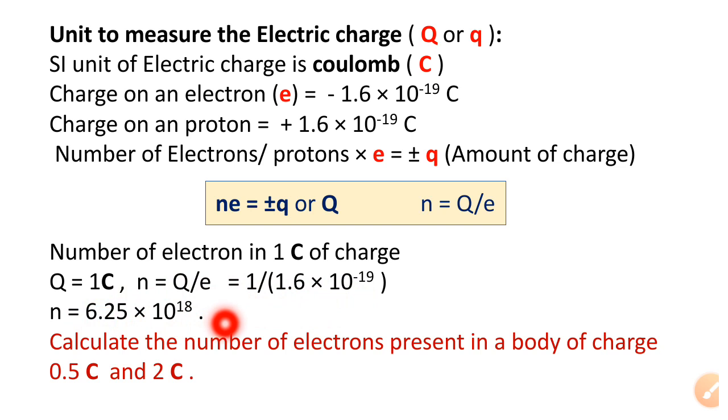Suppose we have a charged body with a charge of minus 1 Coulomb. Then the total number of electrons present in the body will be that much. This is the total number of electrons present in the body which has the charge minus 1 Coulomb, correct? This is the task given: calculate the number of electrons present in a body of charge 0.5 Coulomb and 2 Coulomb. You can calculate this one.